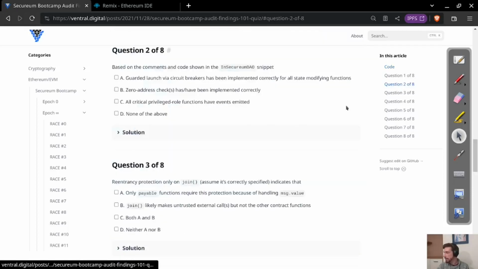So C is therefore also not true, because not all critical privileged role functions have events emitted. So at the end of the day, we have D, which is correct, which is that none of the above are true. And that's it.